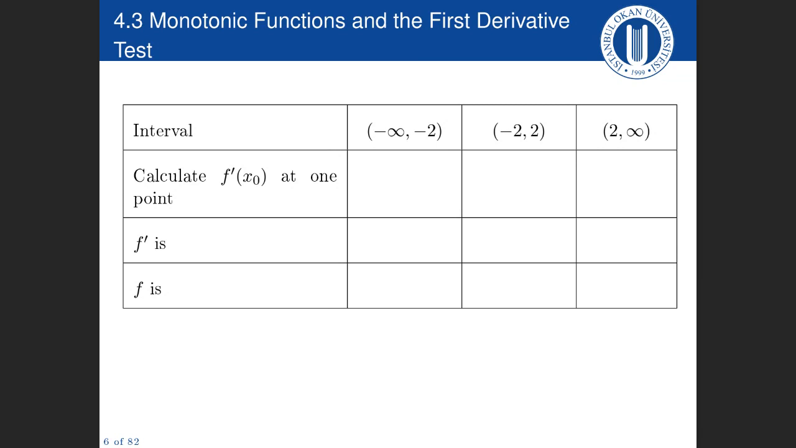So let's pick some number that's between minus infinity and minus 2 and calculate the derivative there. I'm picking the number minus 3 because minus 3 is between minus infinity and minus 2. And then I'm going to calculate the derivative of f. You can check later, this is equal to 15. 15 is a positive number, so the derivative must always be positive on this subinterval. And if the derivative is positive, that means the function must be increasing.